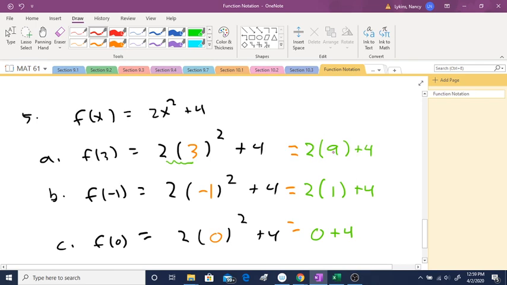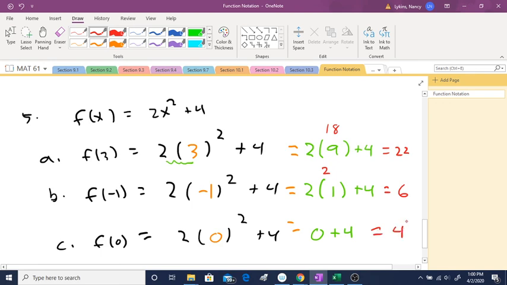So 2 times 9 is 18. 18 plus 4 is 22. Next, I've got 2 times 1 is just a 2, plus 4 is 6. And finally, 0 plus 4 is 4.